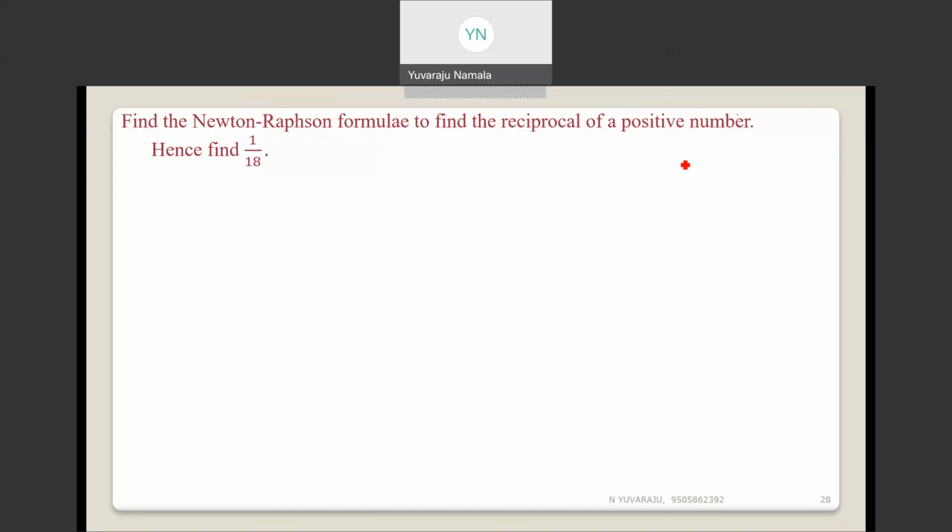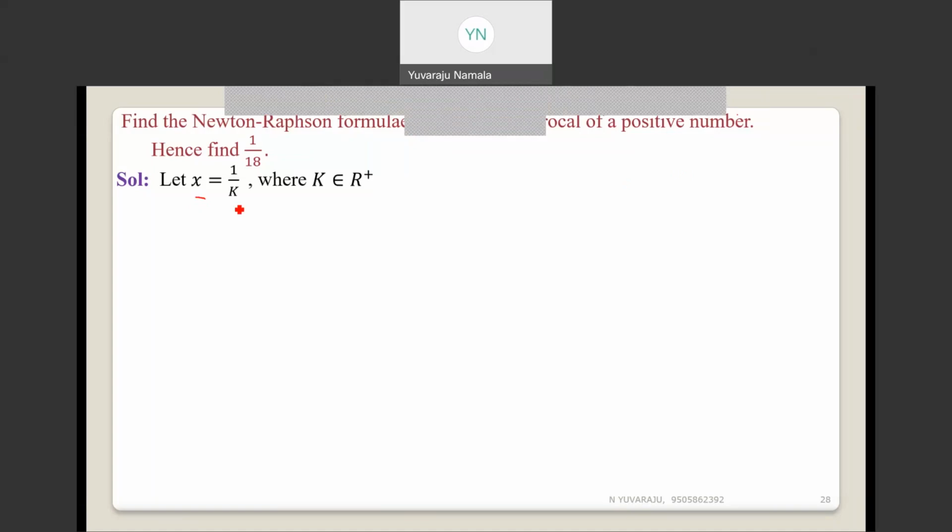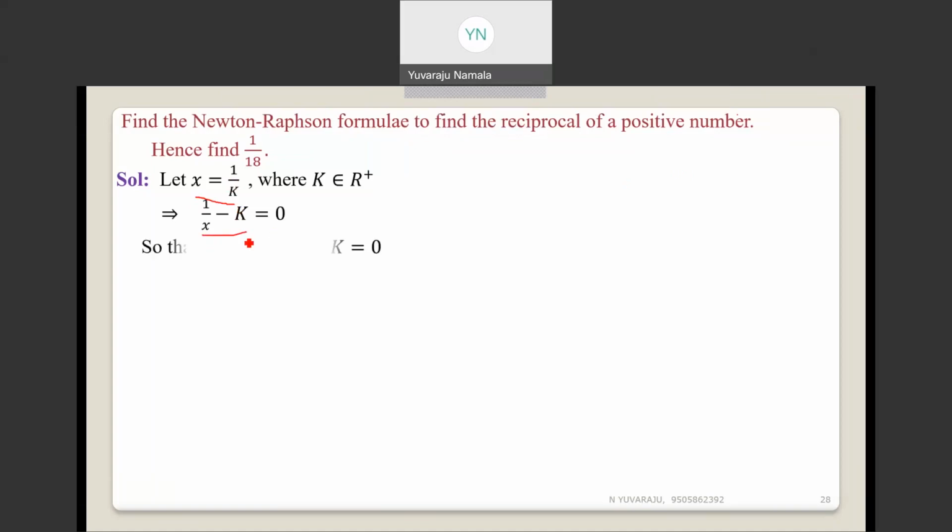So first of all, finding the formula. Let 1 by k be the reciprocal of a positive number k. That is, assume x is equal to 1 by k. This equation can be written in function form, f of x is equal to 0, which can be written as 1 by x minus k is equal to 0. So let f of x be equal to 1 by x minus k, equal to 0. Now differentiating, f dash of x is equal to minus 1 by x square.